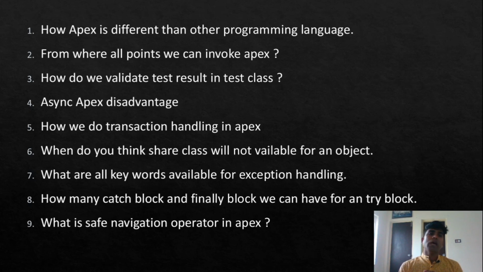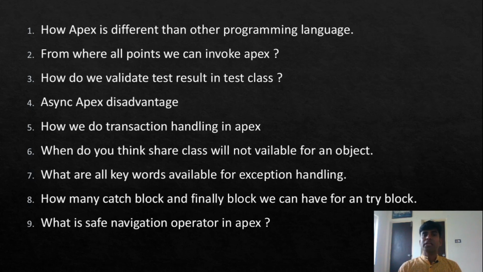Fourth, asynchronous Apex disadvantage. We know there are so many advantages of asynchronous Apex. That means when you write a future method, queueable method, or a batch class or a schedulable class, those are all asynchronous Apex. There are so many advantages. It gives you additional limits and all those things as well. But if someone is asking you a contra question, what is the disadvantage of asynchronous Apex? Then probably we can answer it like this.